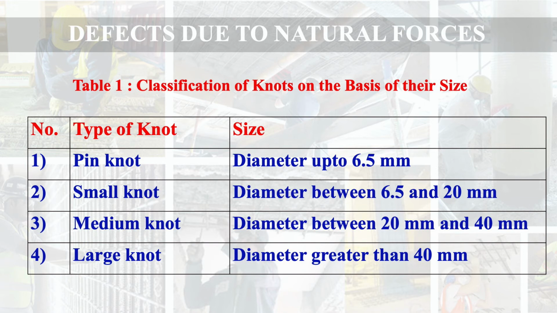So first one is the pin knot. The size is diameter up to 6.5 mm. A small knot, diameter between 6.5 and 20 mm. Medium knot, diameter between 20 mm and 40 mm. Then large knot, diameter greater than 40 mm will be known as large knot. So it is the classification based on the size first.